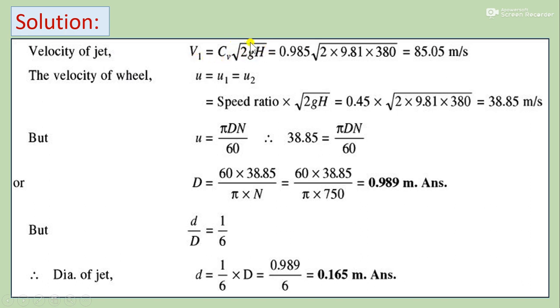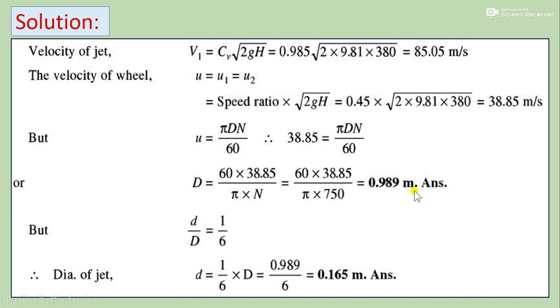By putting the values in the formula, we get the jet velocity in meters per second. For bucket velocity, we can use the formula speed ratio into square root of 2gh. Here also, putting the values in the formula, we get the bucket velocity. Now we can use the formula U is equal to pi dn by 60. In this, d is unknown, all other values are given. So by putting all the values here, we can obtain capital D, that is the wheel diameter in meters.